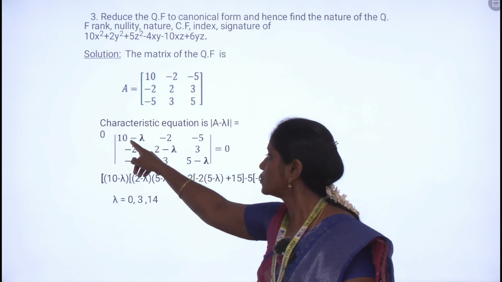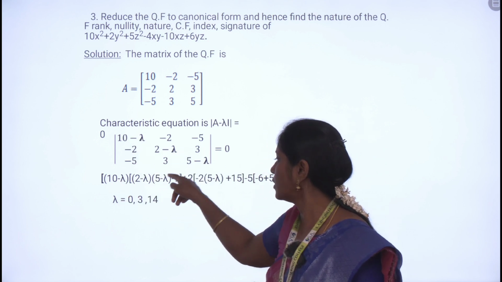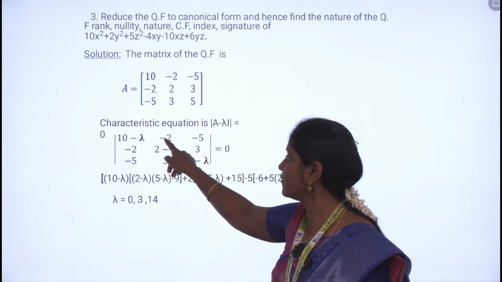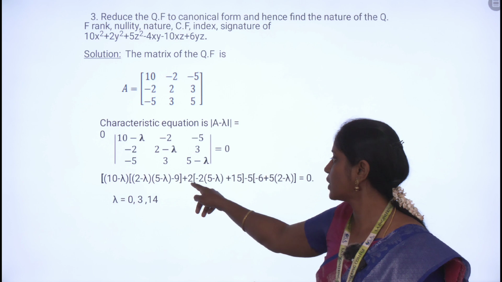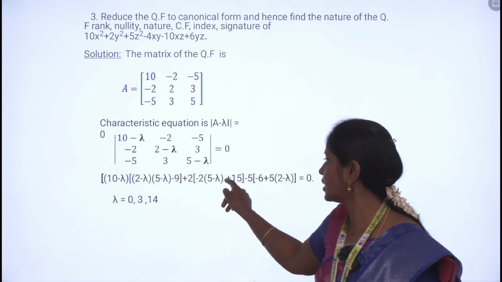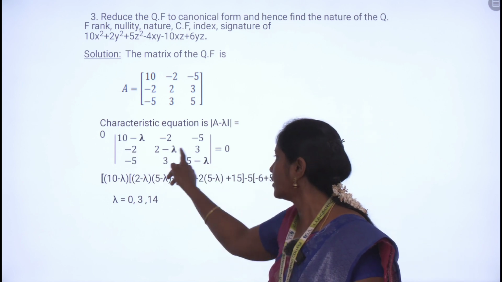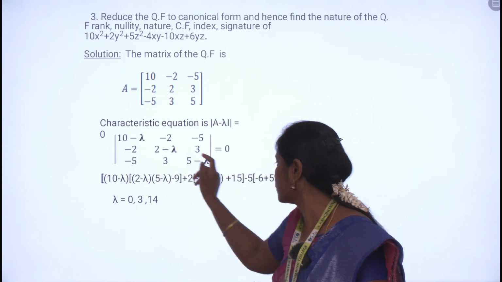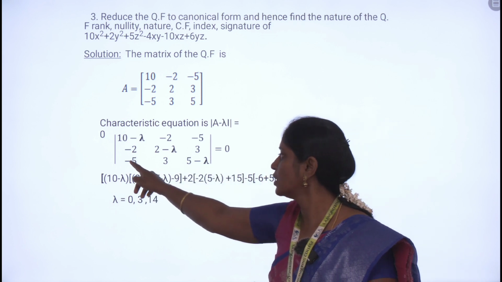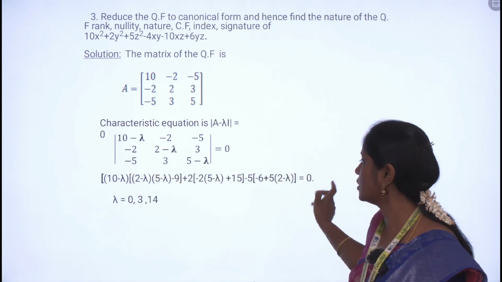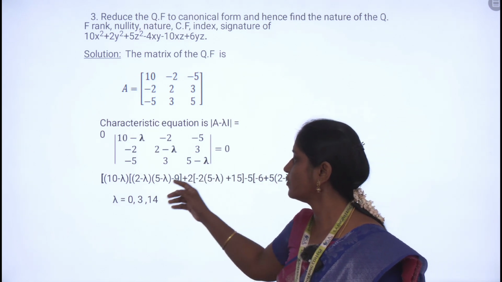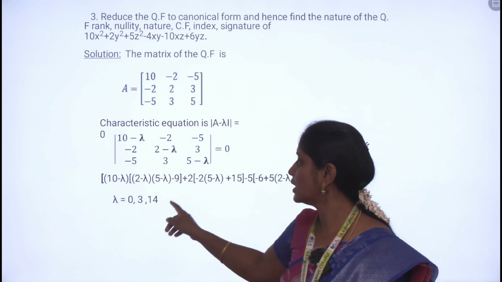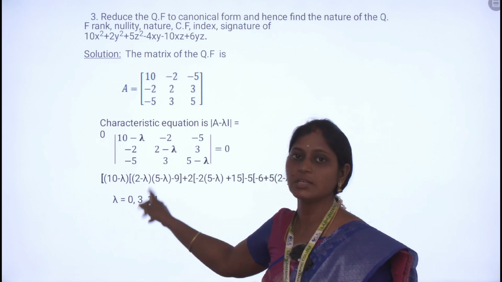So we can factorize now. 10 minus lambda into 2 minus lambda, 5 minus lambda, minus 3 into 3 is 9. Next one is minus of this minus 2, minus of minus 2 is plus 2, and minus 2 into 5 minus lambda, minus into minus is plus, minus 5 into 3. And the last one is minus 5 into minus 2 into 3 is minus 6, plus 5 into 2 minus lambda. This is equal to 0. If we solve this one, we get the lambda values as 0, 3, 14. We have to note that here one of the eigenvalues is 0.